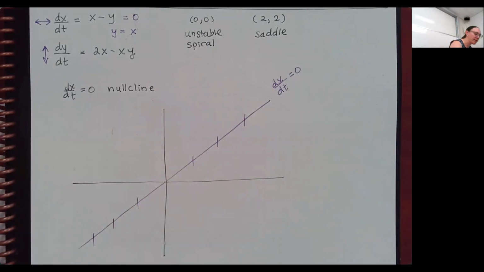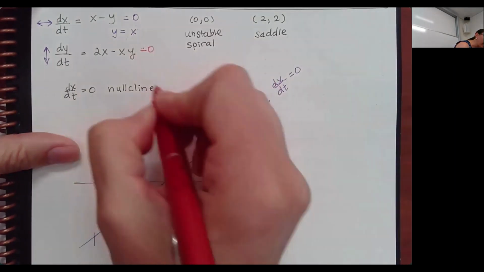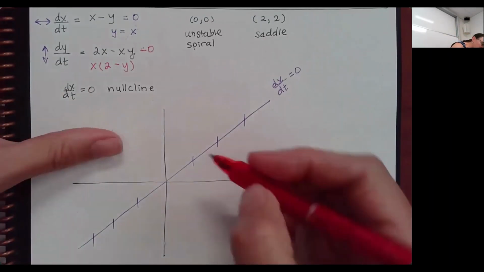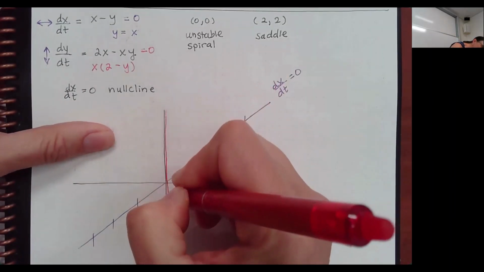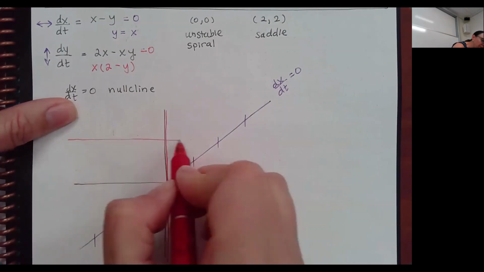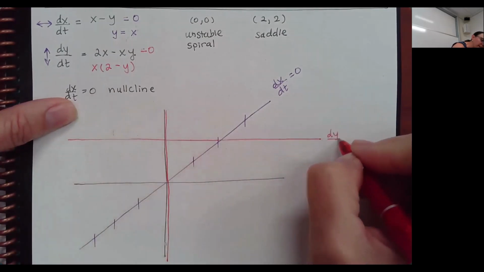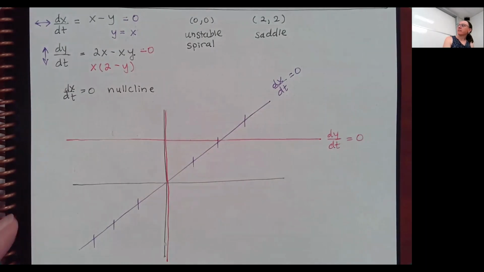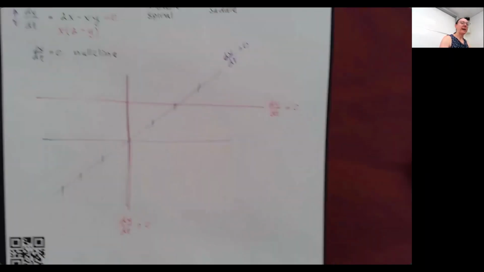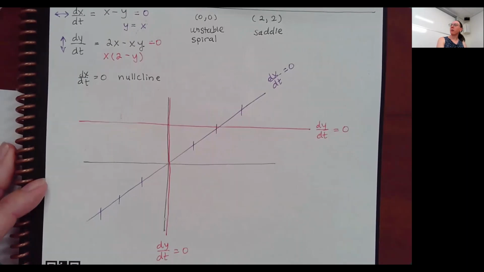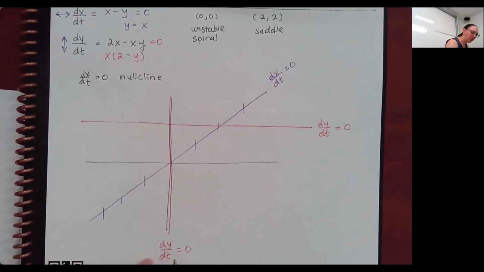Now I'm going to get my other nullclines. So my dy/dt nullclines are x equals 0, which is secretly the y-axis, and y equals 2. So this is a dy/dt equals 0 nullcline. This is a dy/dt equals 0 nullcline. Everywhere along my dy/dt equals 0 nullclines, I know that my arrows should point left, right. They should have no up, down to them because the y part is not changing.